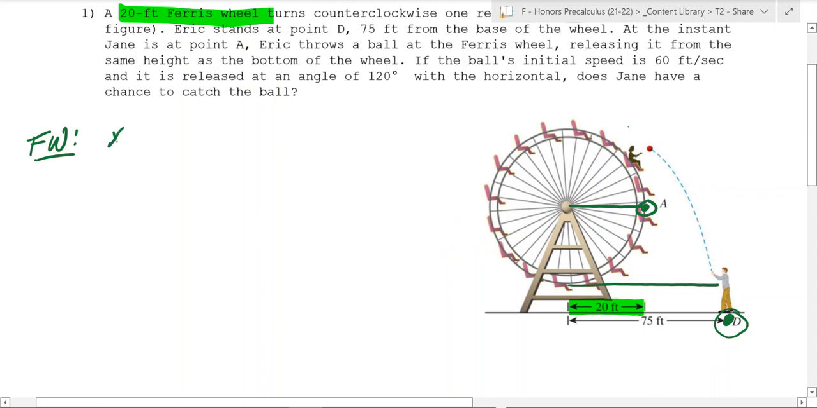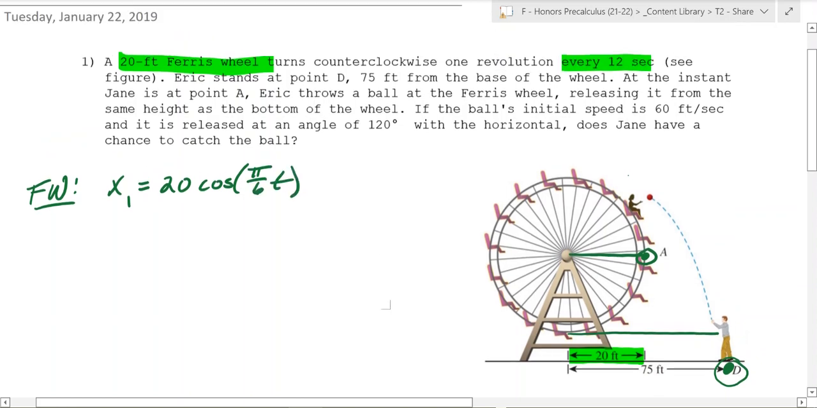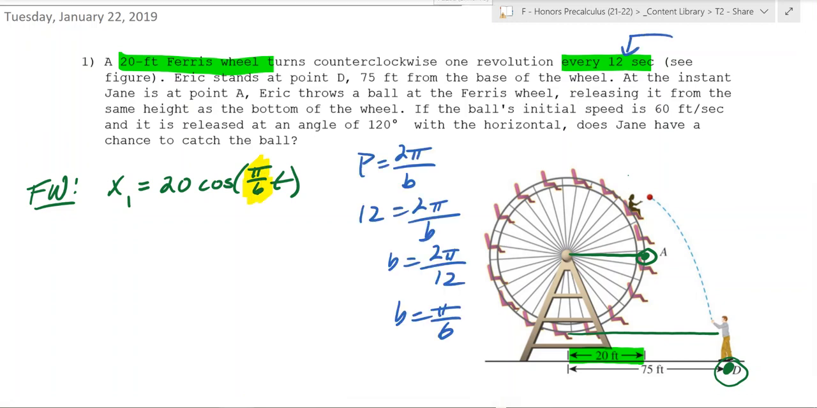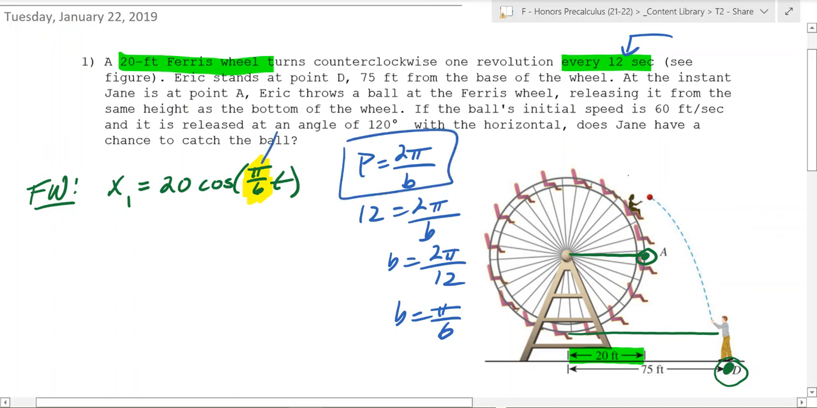The way that's going to come out is the x value, the horizontal position of Jane in the Ferris wheel, is going to be 20 cosine of pi over 6 times the time. Now, where does that come from? You end up with pi over 6 because of the 12-second rotation. You get that from what you might remember, that period is 2 pi over b, where this is the b value. And when you fill in 12, you end up with b is pi over 6. So that's where that comes from.